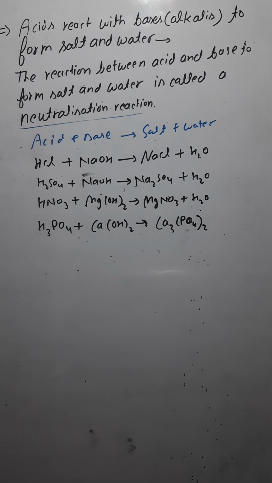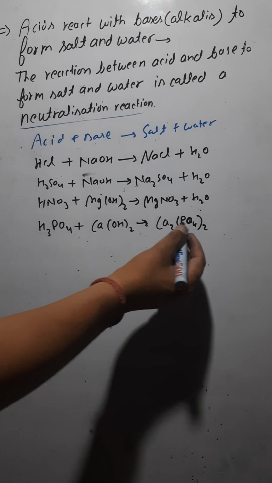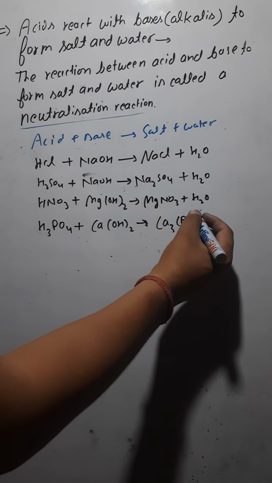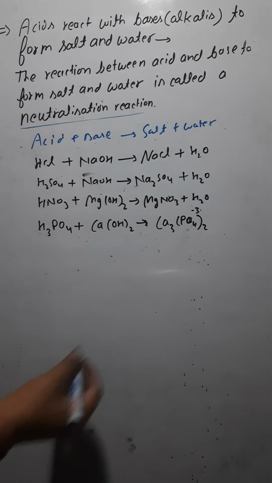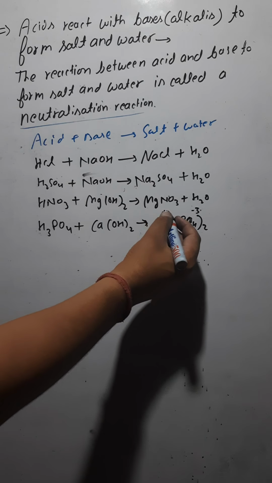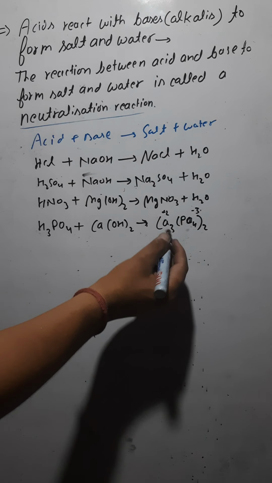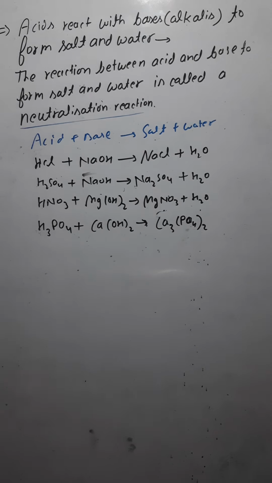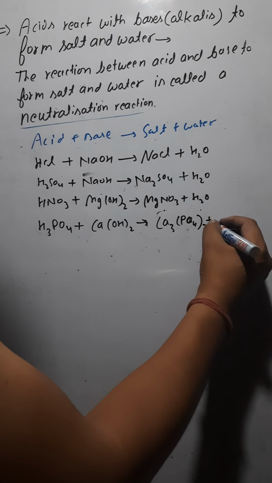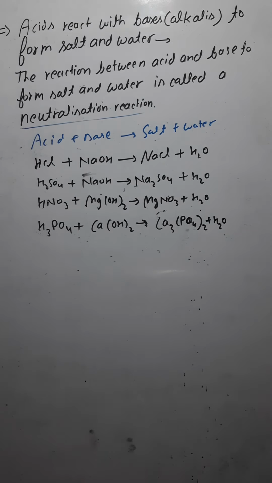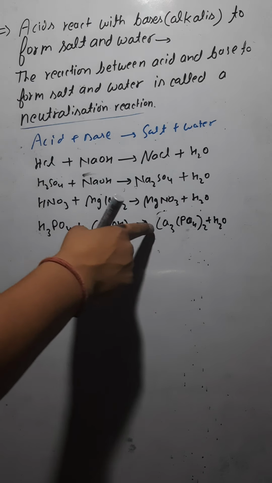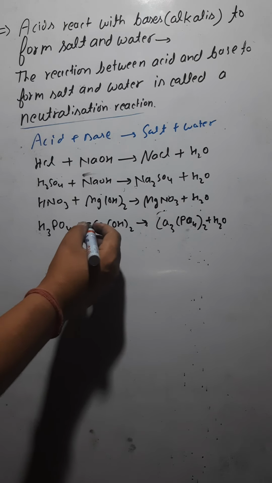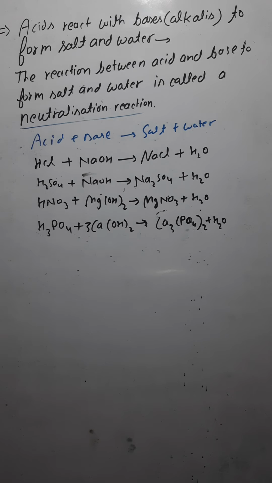Now if you see, the charge on PO4 is 3 negative, and the charge on calcium is 2 positive. That is why this 2 is here and this 3 is here. Getting it or not? So this is the salt, and one more thing would be there, water. Now if you are balancing this, you have 3 molecules of calcium there, so here also you would have to write 3. Now I think it would be balanced. Just try to balance it also.